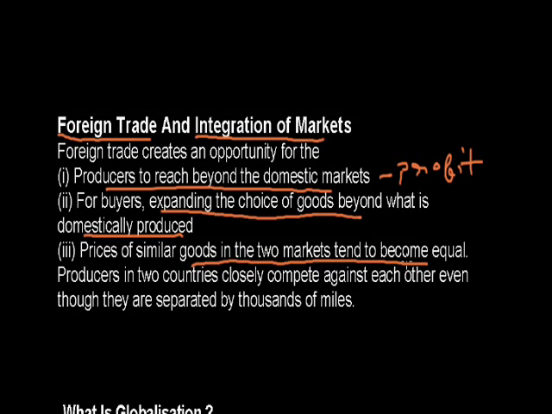When a buyer can buy the things from America and can buy the thing from India also, if the Indian producer or the Indian seller is putting a high price, what is the option left with you?